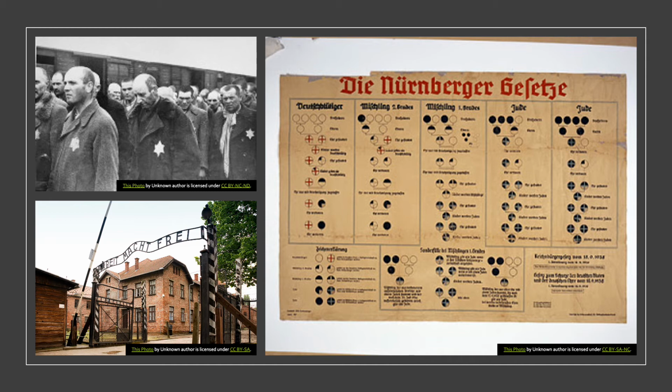And then one of the questions there is, how do you know someone's Jewish? You can see on the right in the big document that they broke it down by parent lineage. So maybe your grandparent was Jewish, and if your grandparent was Jewish, that could be enough to consider you Jewish, even if you don't consider yourself Jewish.